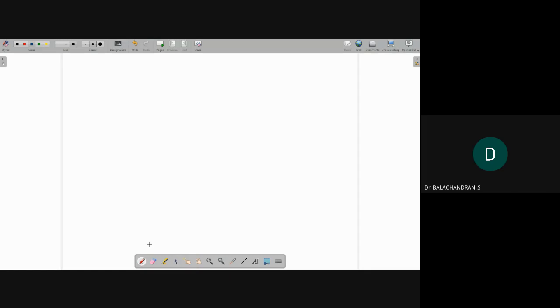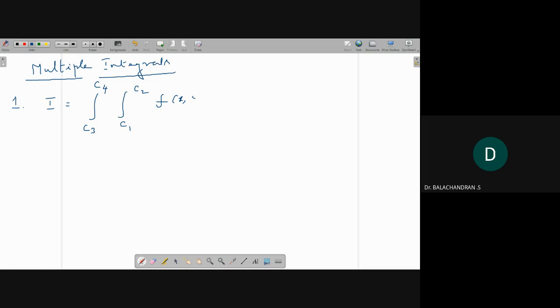So, multiple integrals. First I will give you some concepts before going to solve the problems. The first idea is, suppose I consider I as a double integral, here the limits are c1 to c2, here something like c3 to c4, where c1, c2, c3 are all constants, of a function of x comma y, dx dy.